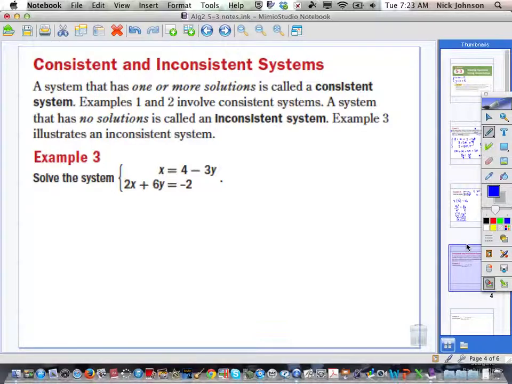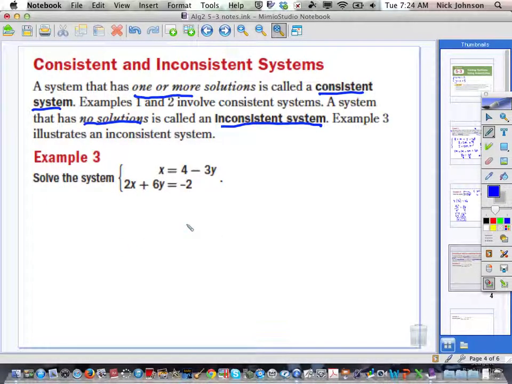Consistent and inconsistent systems. A system that has one or more solutions is called a consistent system. Examples 1 and 2 involve consistent systems. We found one or two solutions. A system that has no solutions is called an inconsistent system. Example 3 is going to illustrate that for us. So if you look at example 3, once again, solve the system of equations.